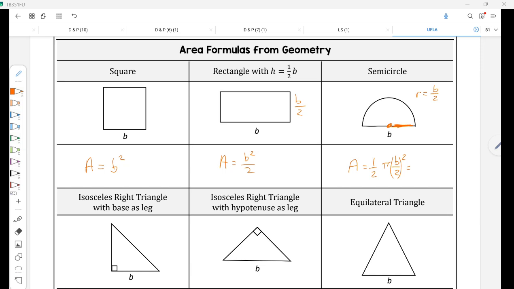So in our numerator, we have a pi and a b squared. So pi b squared. And we have a 2 from the 1/2 and 2 more 2's from it being squared. So we really have 2 times 2 or 2 times 4, pi b squared over 8. Cool.